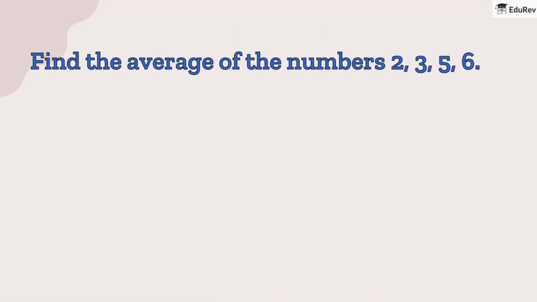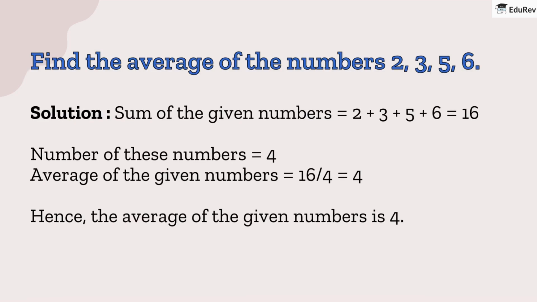Find the average of the numbers 2, 3, 5, 6. Solution. Sum of the given numbers is equal to 2 plus 3 plus 5 plus 6 is equal to 16. Number of these numbers is equal to 4. Average of the given numbers is equal to 16 divided by 4 is equal to 4. Hence, the average of the given numbers is 4.